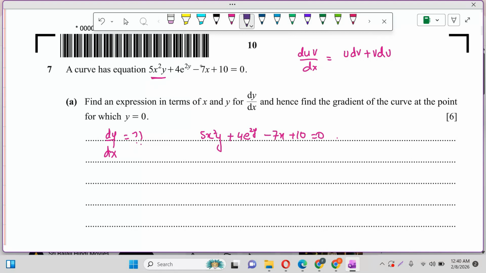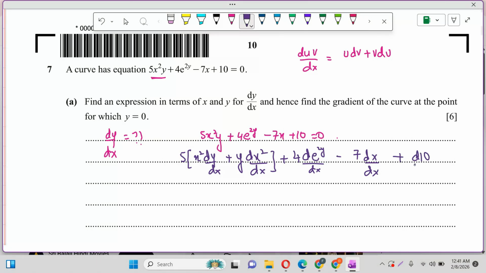Okay, now let's differentiate the given curve equation. So 5, this is the product of two variables, so the product rule. First we take x squared and differentiate y, so dy over dx, plus y remains the same, and the derivative of x squared with respect to x, bracket close, plus 4 times the derivative of exponential of 2y with respect to x, minus 7 times the derivative of x with respect to x, plus 10. So the derivative of 10 with respect to x is equal to 0.